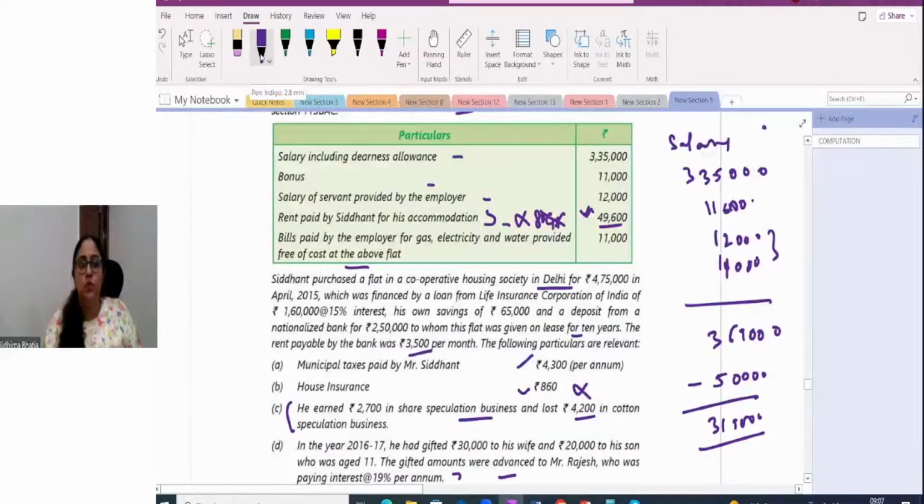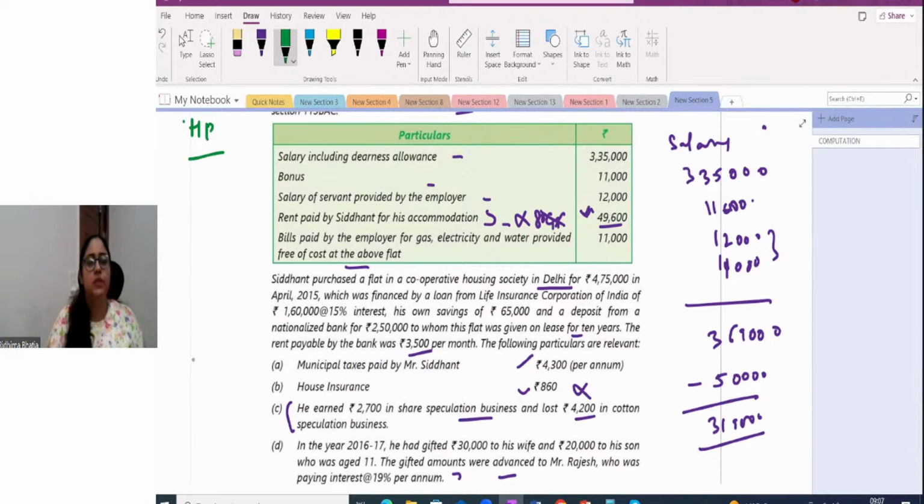Now let's do house property. Business तो बाद में आते, पहले house property. Now house property में what all we have to consider? He's receiving a rent of 3,500 per month. No other information is given. So we will assume कि 3,500 into 12, 42,000 is my gross annual value. I'm writing this particular question because this question has to be taken care of.